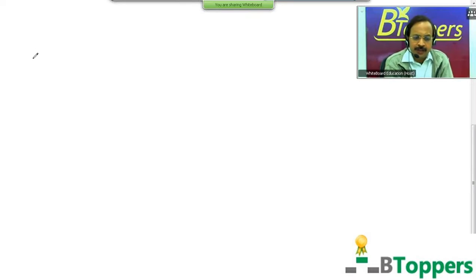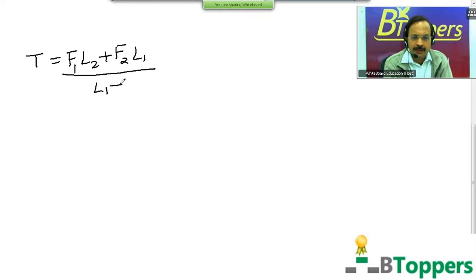So I again rewrite the last equation which I was writing. So the magnitude of the tension in the rope at the cross section is given by (F1 L2 plus F2 L1) by (L1 plus L2). So that's the conclusion. May be useful to understand some of the problems.